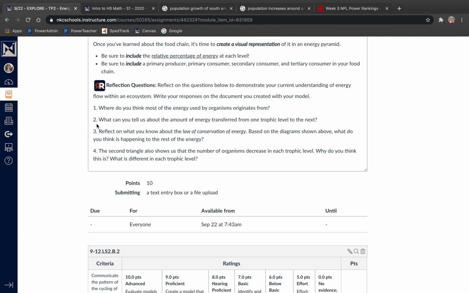Number 2. What can you tell us about the amount of energy transferred from one trophic level to the next? Number 3. Reflect on what you know about the law of conservation of energy. Based on the diagram shown above, what do you think happens to the rest of the energy?